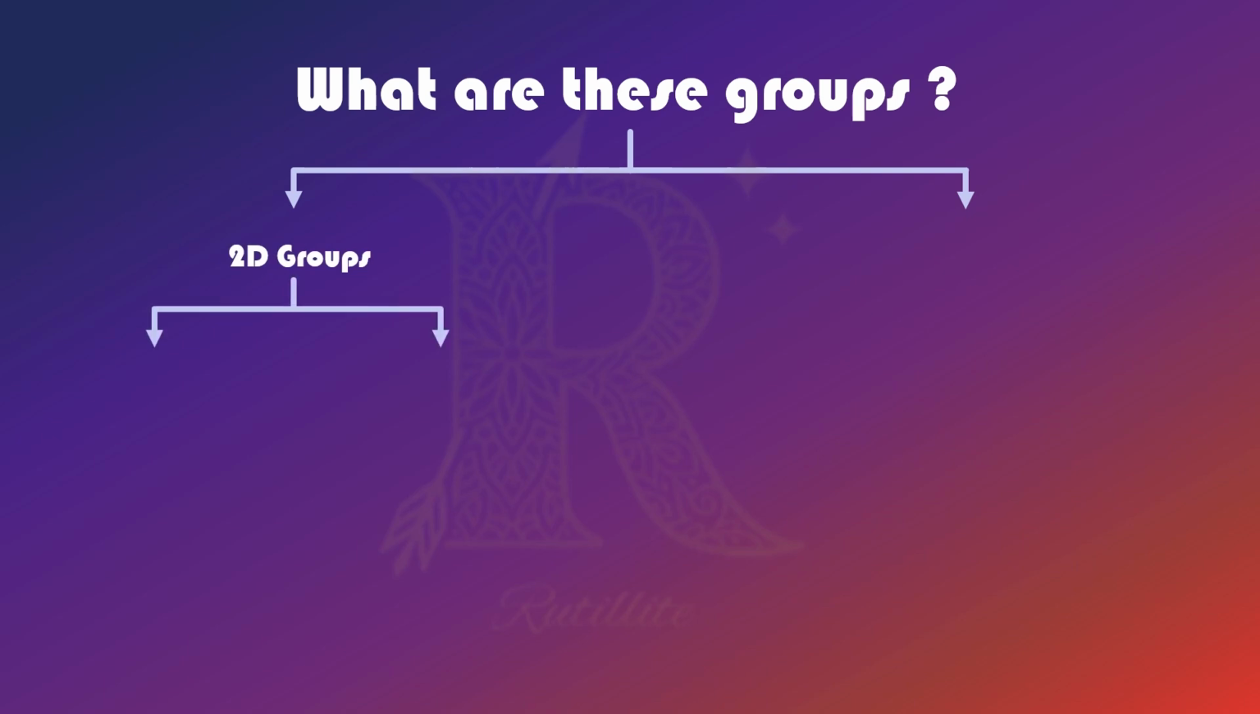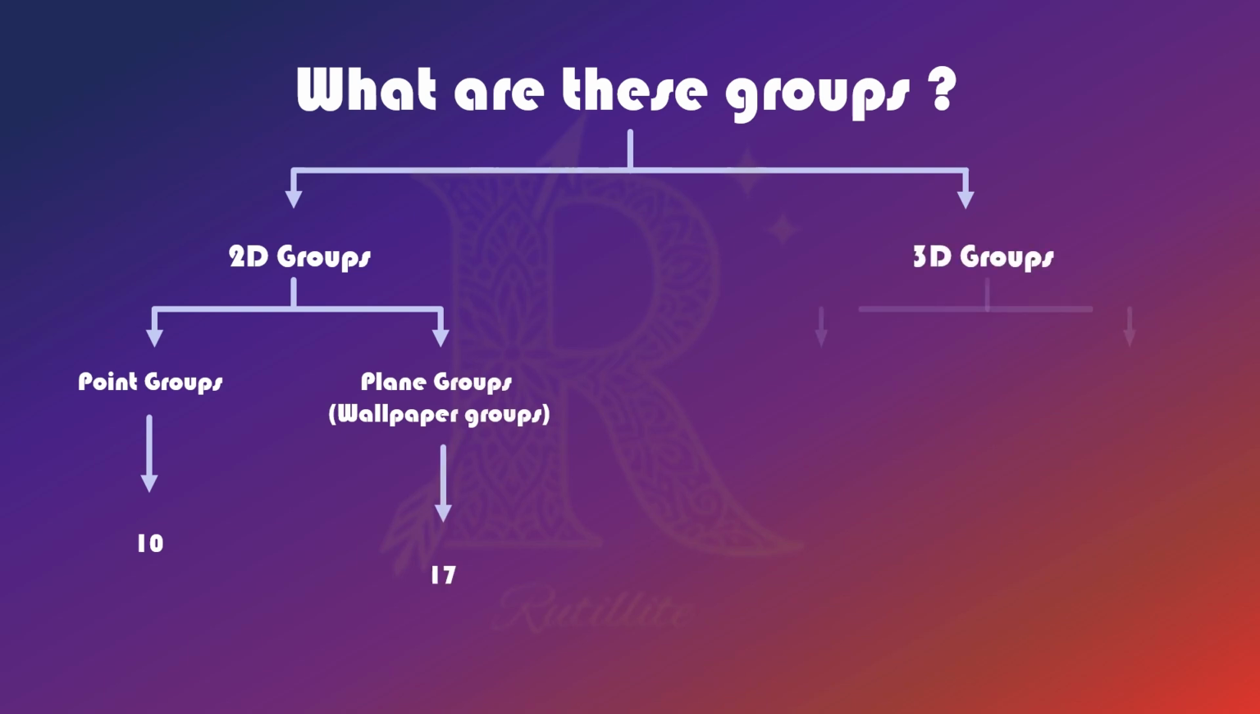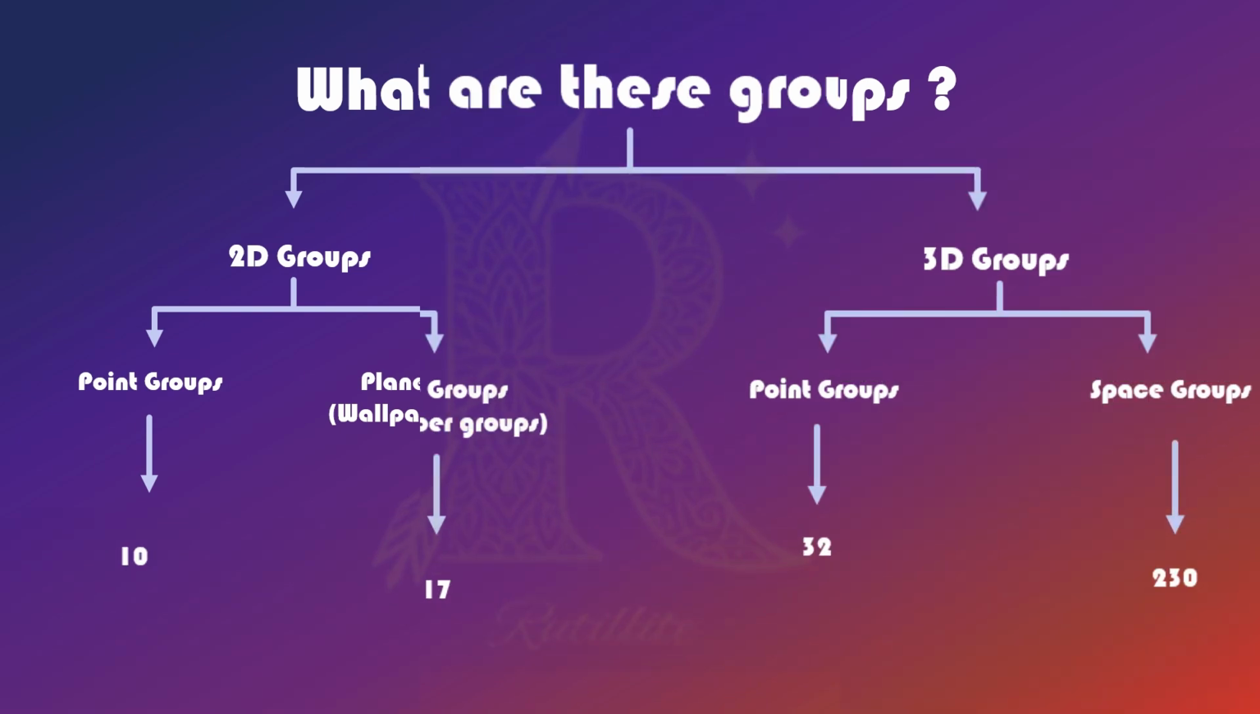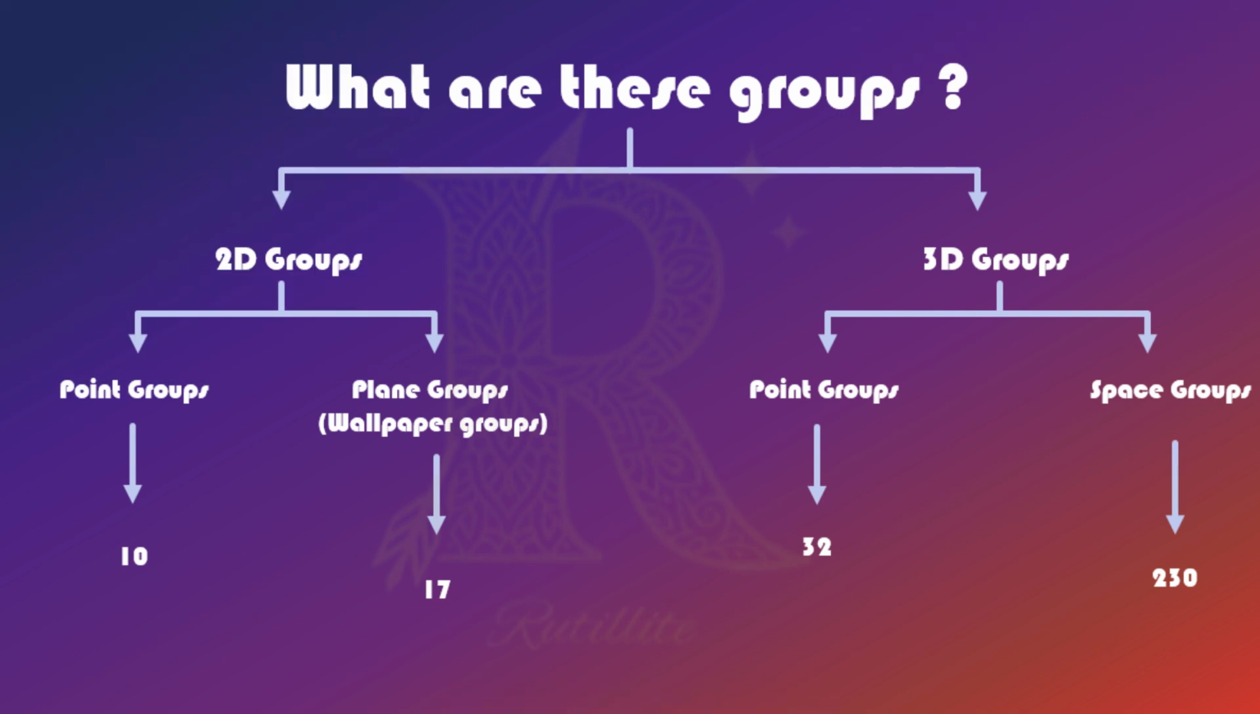In 2D, we have 10 point groups. A point group is a set of symmetry operations that leave at least one point fixed. We have 17 plane groups. These are the full set of ways a 2D pattern has symmetry. In 3D, things expand. A space group defines all the symmetry operations that can be applied to a crystal lattice while keeping it invariant. We get 32 point groups and 230 space groups. We'll come back to these groups very soon.